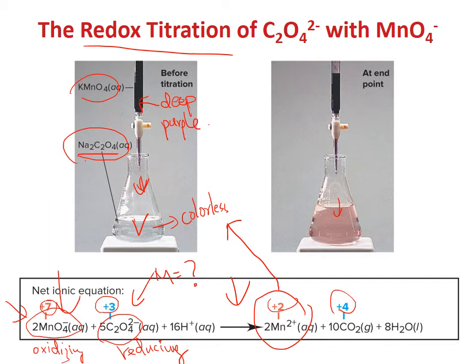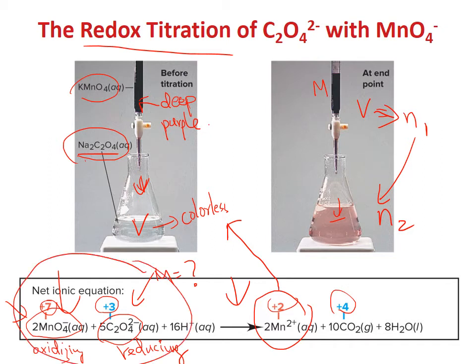At this point, if we measure the volume of potassium permanganate, and we also know the molarity, then we can calculate the number of moles of potassium permanganate, and from this we can calculate the number of moles of sodium oxalate according to this equation, the stoichiometry. It tells you 2 moles potassium permanganate is equivalent to 5 moles of sodium oxalate. So that gives you the number of moles. With the volume, we can calculate the molarity.